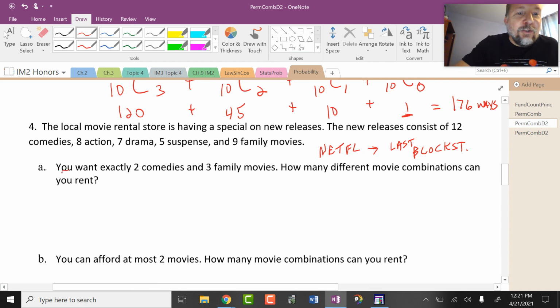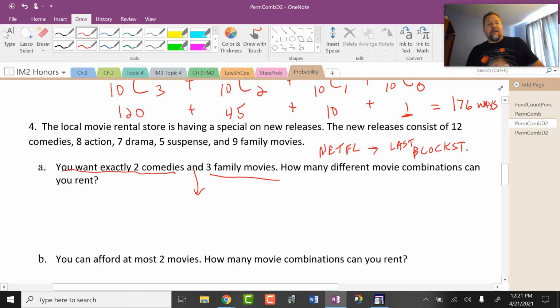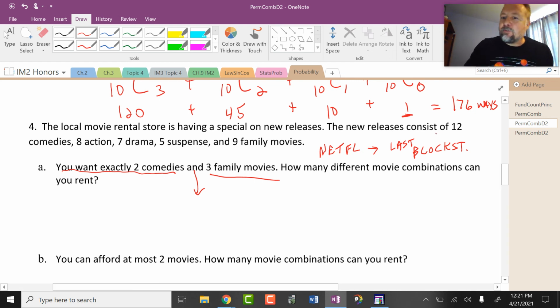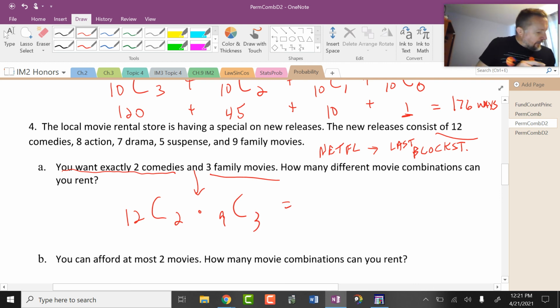Anyway, all right, you want exactly 2 comedies and 3 family videos. Okay, so this is how this one works. A lot of run in there. How many comedies do you have to choose from? 12. So out of those 12 comedies, you will choose 2 and multiply by how many family movies there are. 9, choose 3. Right, and then I'll go ahead and give you that one.